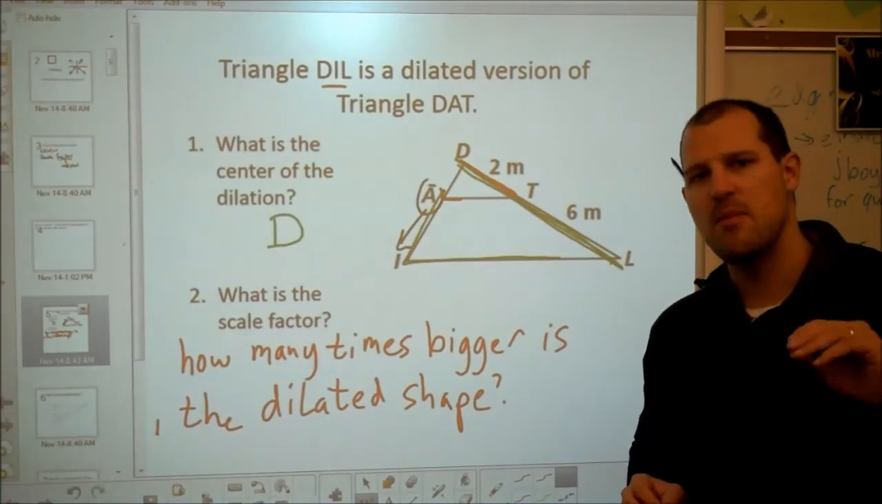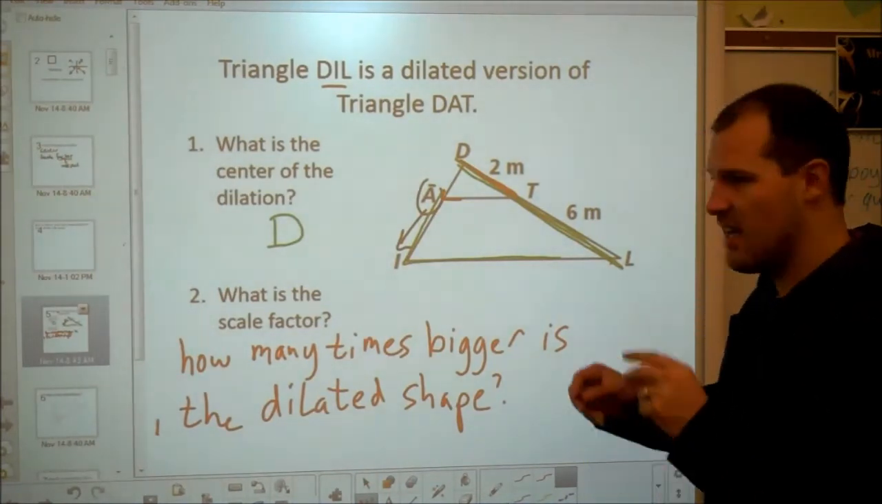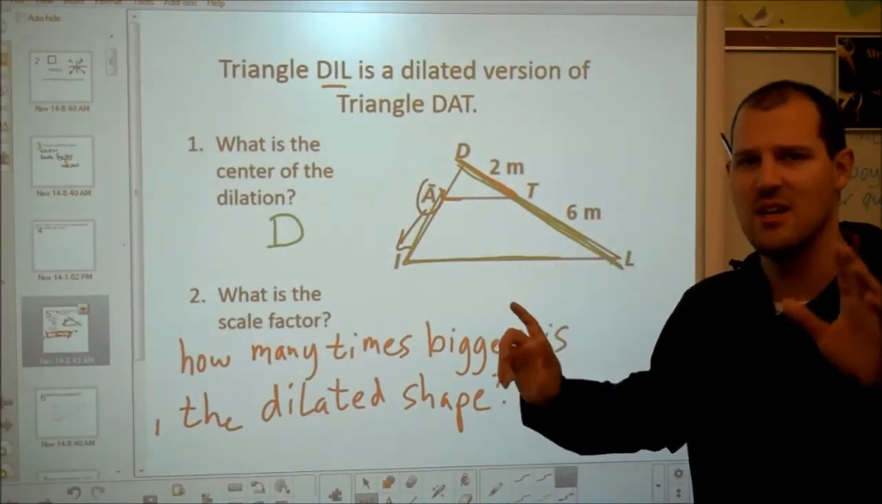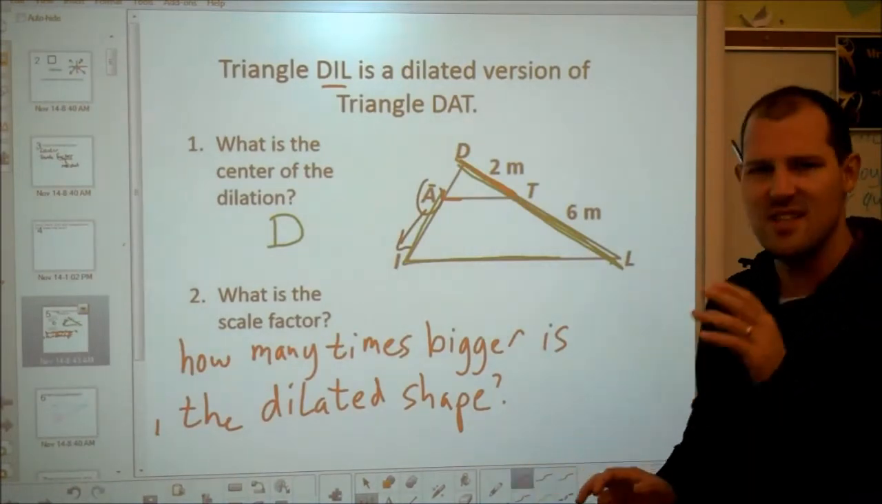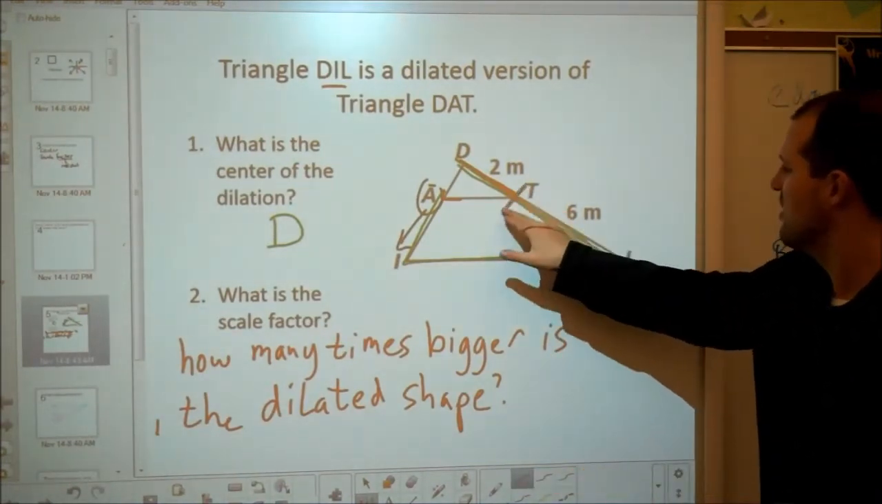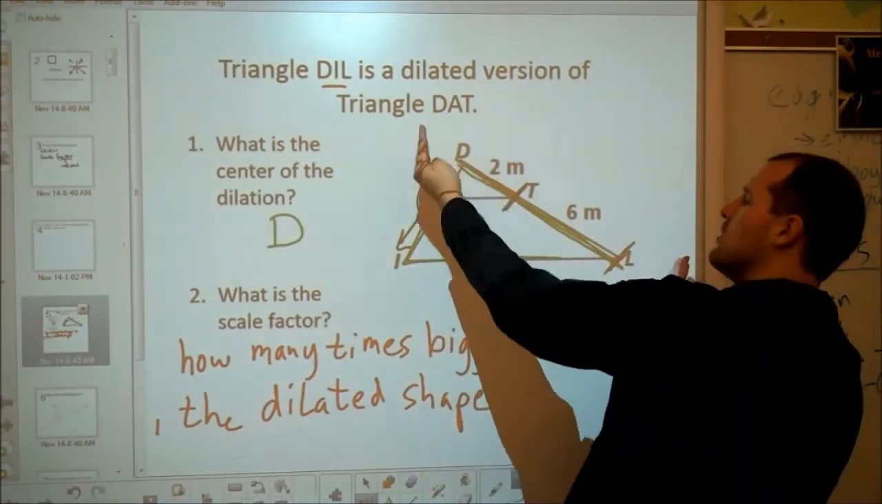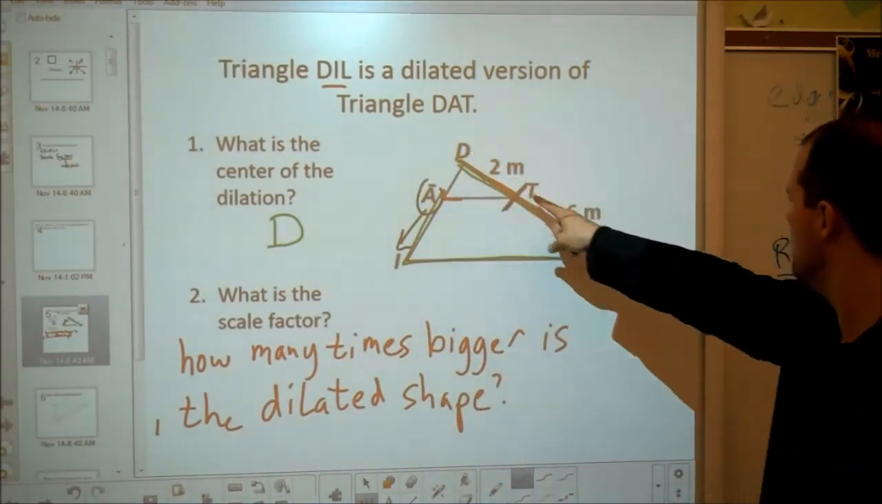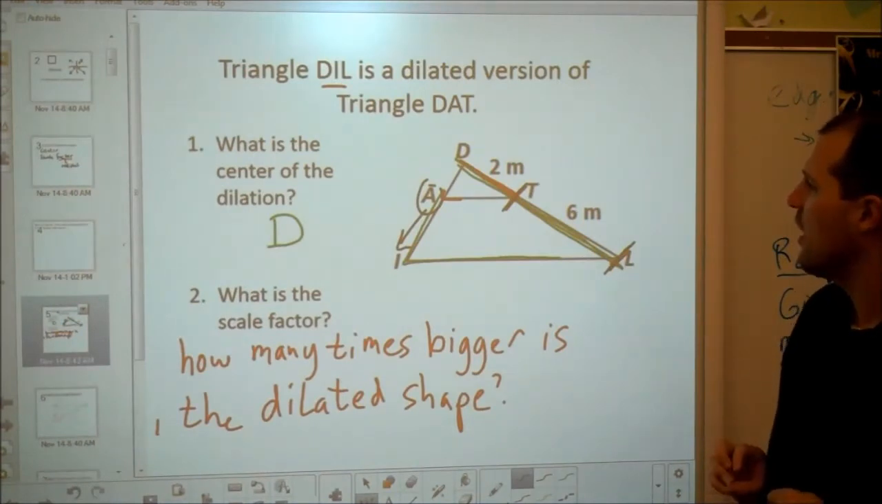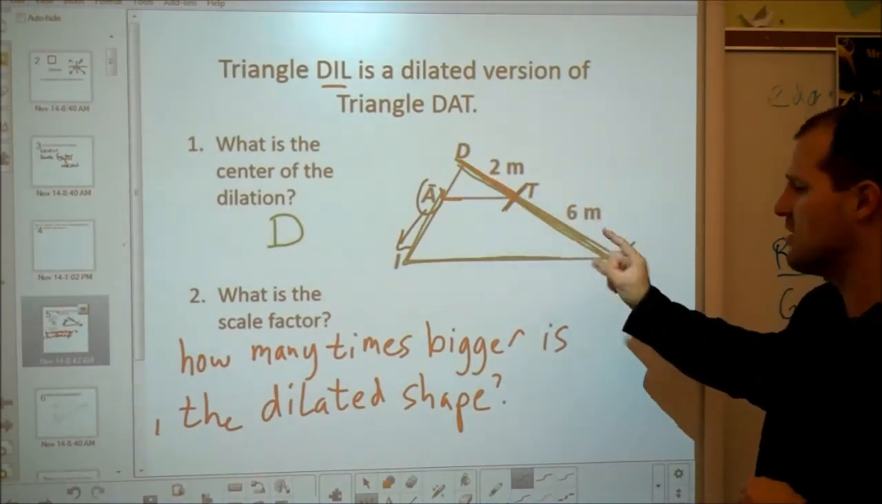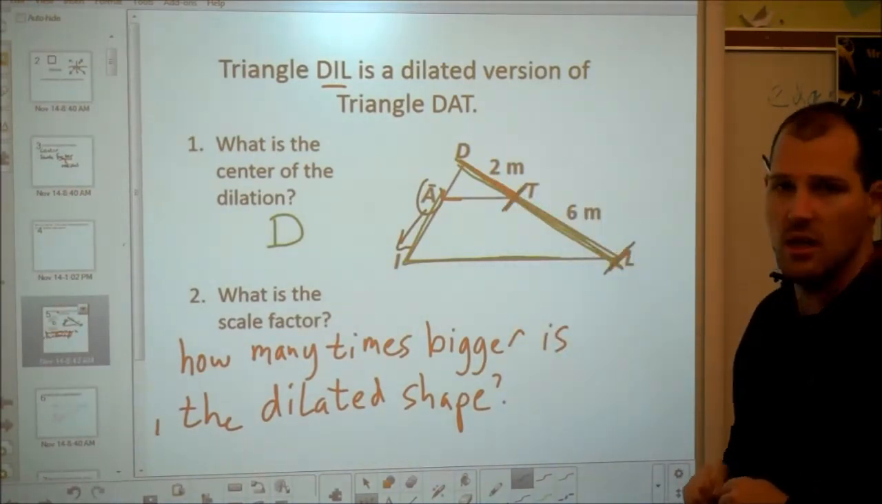Now the mistake a lot of people make when they don't take time to think is they say 6, it's labeled, look, it's 6. But y'all, 6 is not correct. 6 is the distance from T to L. And I'm asking the whole side length of the triangle, all the way from D to L. Okay, so that would be 2 plus 6, and that would be 8.